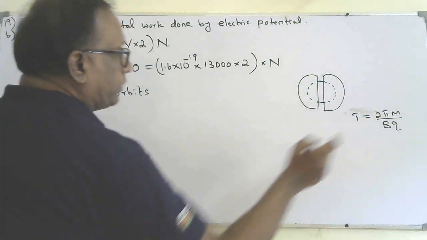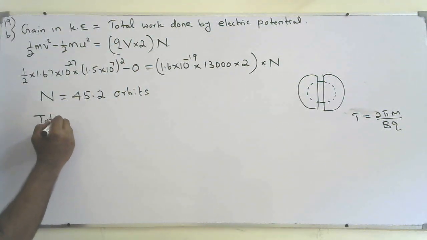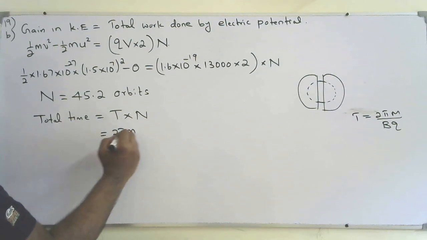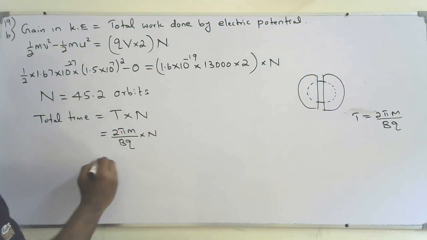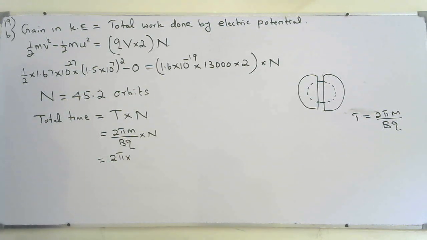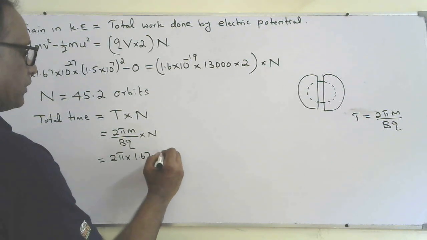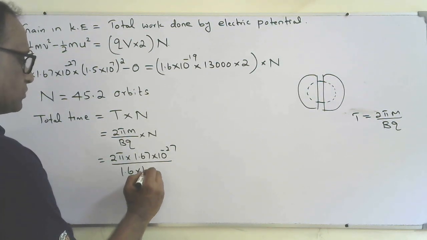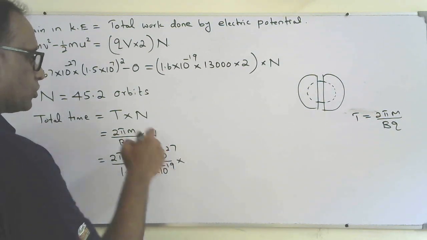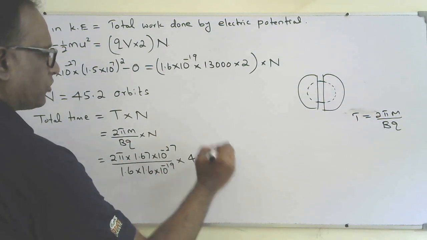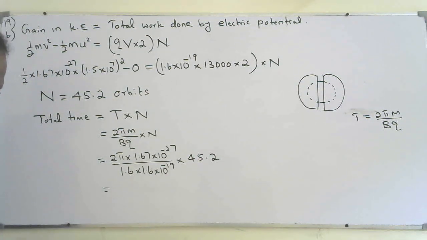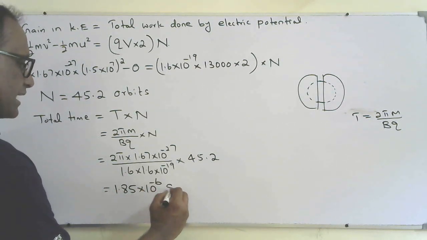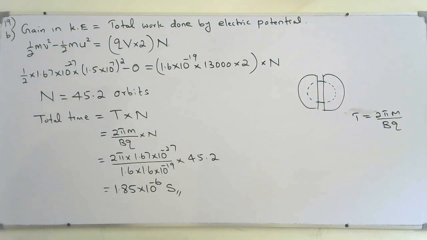So the time taken for one orbit is T. I can say total time equals T into n, so that is 2 pi m over B q into n. Substitute everything given: 2 pi, the mass of a proton 1.67 × 10^-27, over the magnetic field strength, which is given as 1.6, and the charge 1.6 × 10^-19 for a proton, and we found n is 45.2. I'll substitute 45.2; I could even substitute 45. Solve it. You will get 1.85 × 10^-6 seconds. That is 1.85 microseconds. That's the answer.